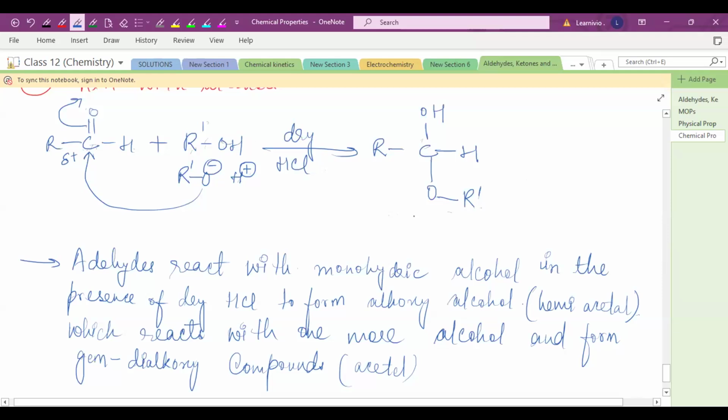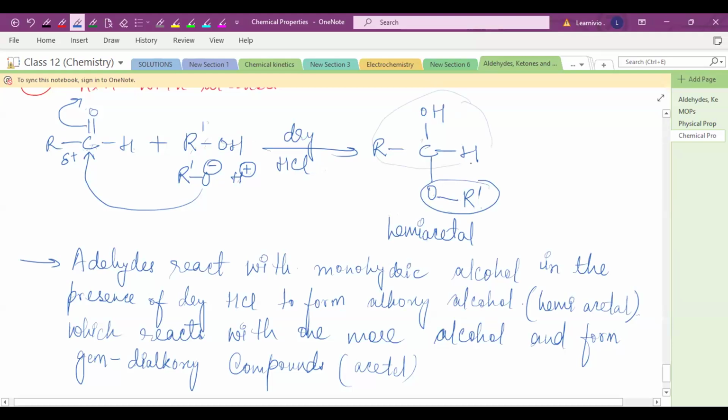A hemiacetal is a group in which this OR dash alkoxy group is attached to this alcohol. This whole thing is an alcohol, right? And this OR dash again should be attached to this carbon. So this is your alkoxy group, and this is known as hemiacetal. Hemiacetal किसे कहते हैं? Alkoxy alcohol. Alkoxy alcohol is the hemiacetal.